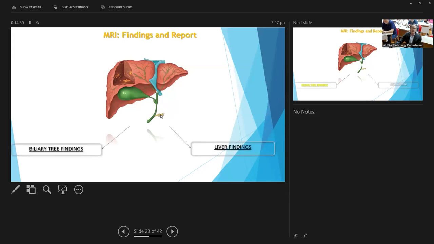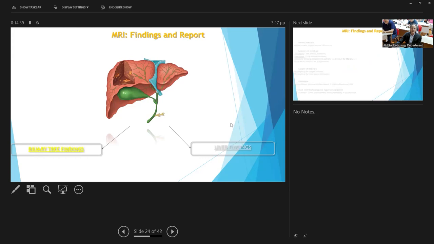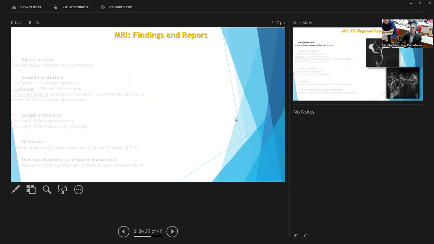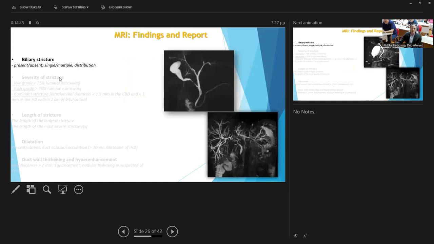I suggest to split the report into different parts. First one could be dedicated to the biliary tree findings, and the second one to the liver findings. Well, let's start with the biliary findings. What we should highlight first, we should find out and rule out the presence of the biliary strictures, that can be present or not, according to the large duct morphology or small duct morphology.